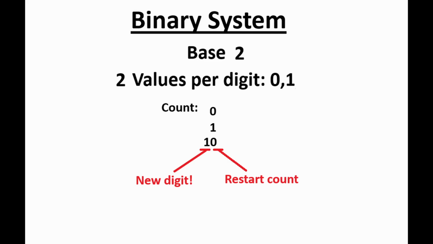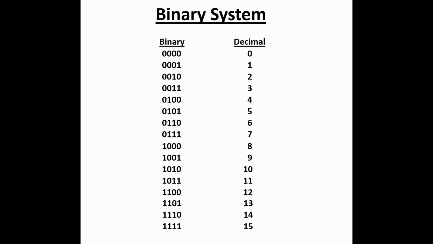In computers, we use a different number system called binary. It's a base 2 number system, meaning there are only 2 values for each digit. So starting from 0 and counting up, we count up to 1, and then we've already run out of values. In order to get the number 2, we have to add 1 to the next digit and start counting from 0 again from the first digit. Here's the binary representation for the first few numbers.